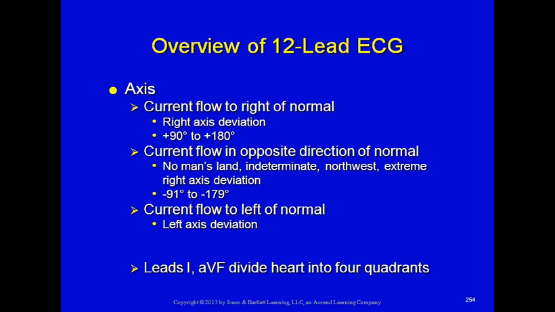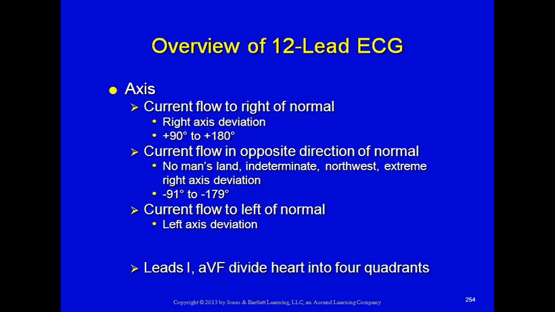If the current flow is in the opposite direction of normal, out there in no man's land, that's indeterminate, it's northwest, it's extreme right axis deviation. Those are words that they use to describe it. The deviation is at a negative 91 to a negative 179 degrees. And current flow to the left of normal is known as left axis deviation.